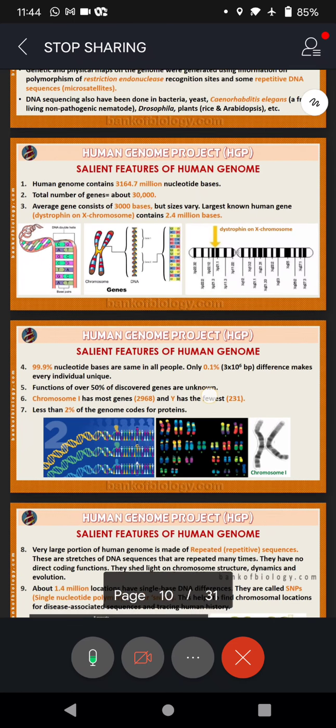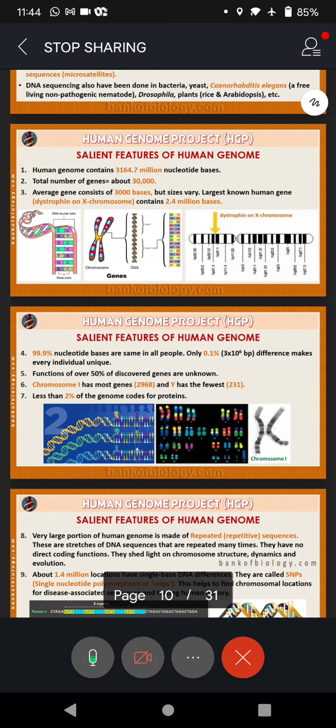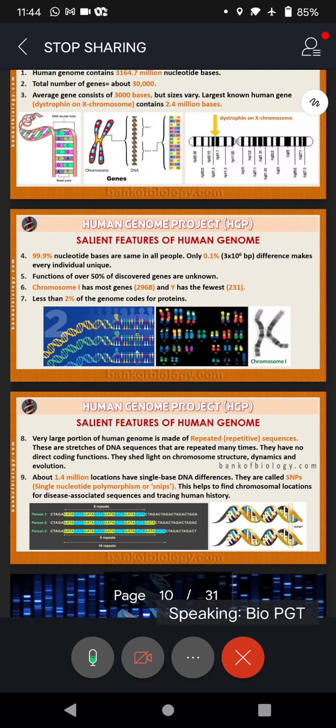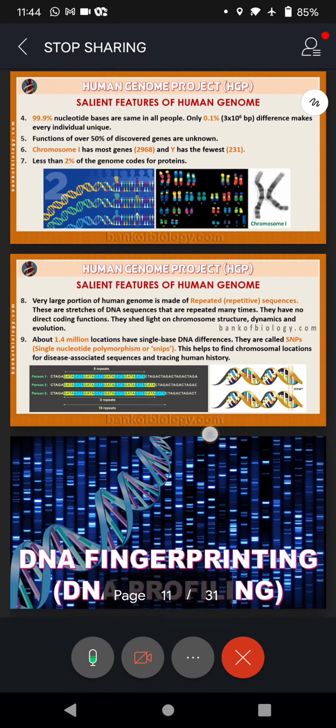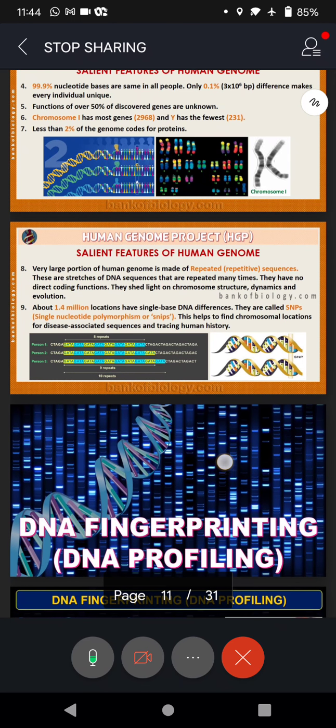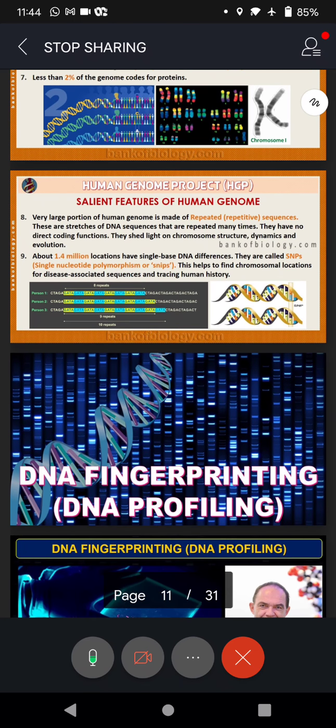And we were talking about the actual genes that are present on each chromosome. And we said chromosome 1 has got the maximum genes, around 2968 genes, and the lowest is with 231 genes on the Y chromosome. And then salient features, how many have been done, we talked.